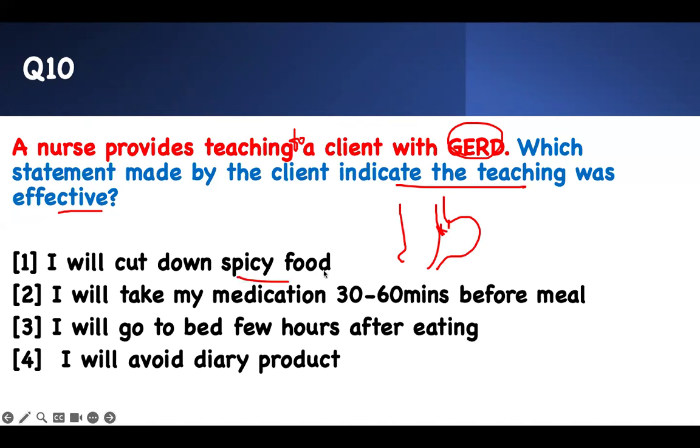Spicy food, you should stop it. You don't cut it down, right? You take your medication 30 to 60 minutes before meals. That's good, so they can help with the acid secretion, right? I will go to bed a few hours after eating. No, you wait. You don't go to bed until at least 2 to 3 hours after eating. And dairy product is not part of gastroesophageal reflux. It's a trap. So the right answer is number 2.